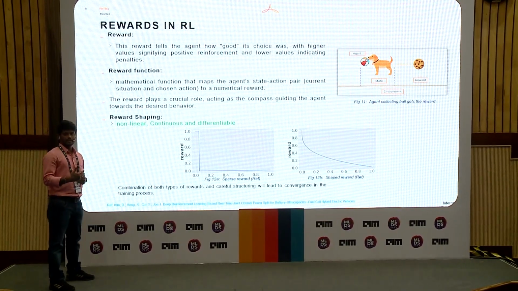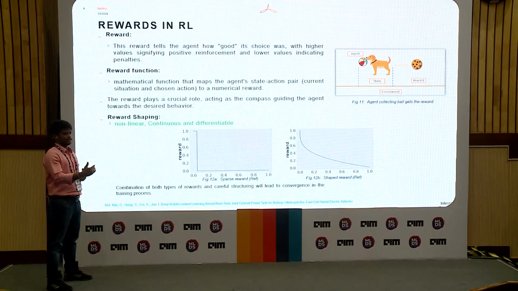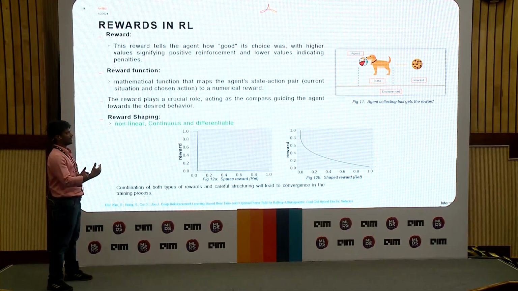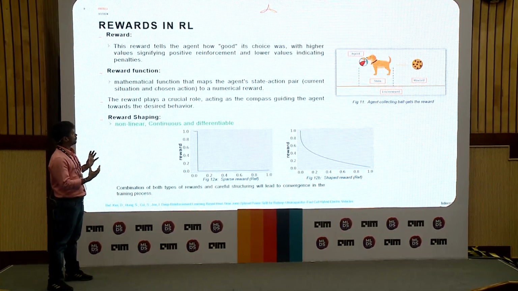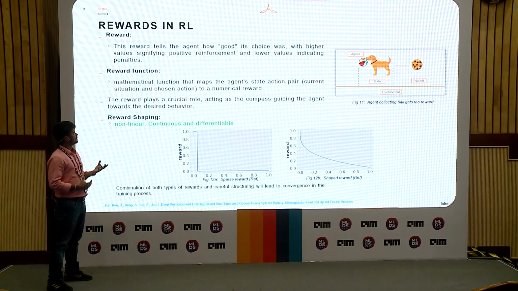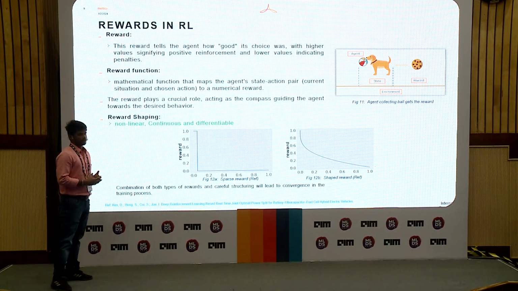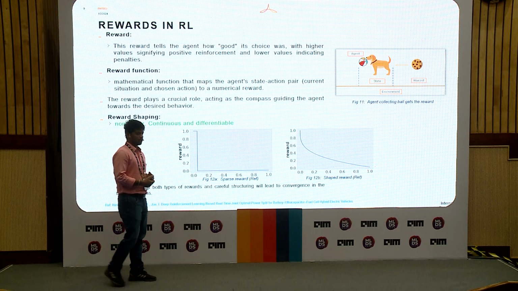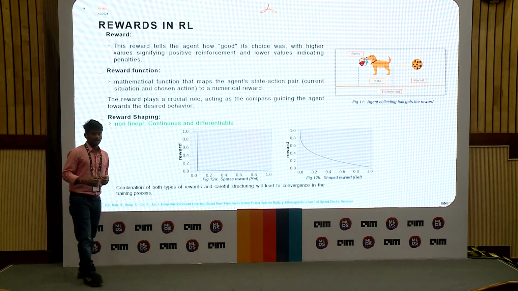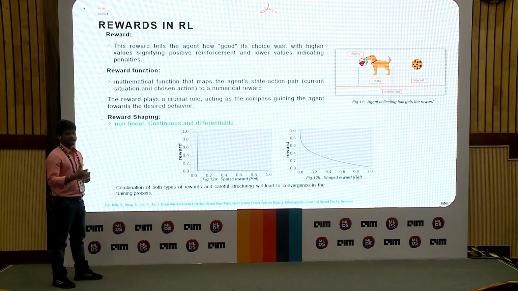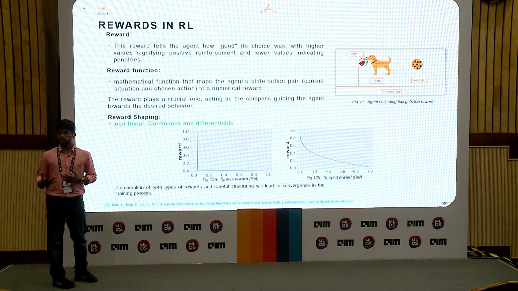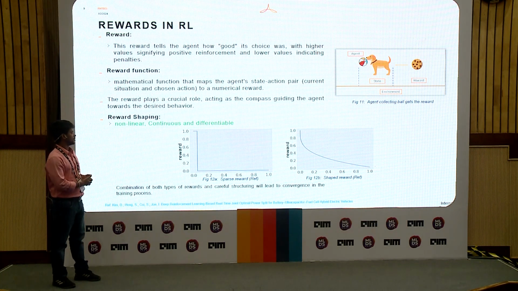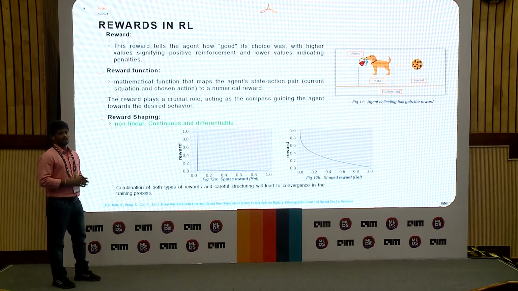the agent, if at all it is acting, whether that action is very good or not, how bad it is and how good it is. So it is a mathematical function that maps the agent's state-action pair to a numerical reward. It is going to be a simple numerical reward based on the action, and it is going to help in coming up with a policy, or the optimal policy. That is what ideally we call the optimal policy at the end of iterations.